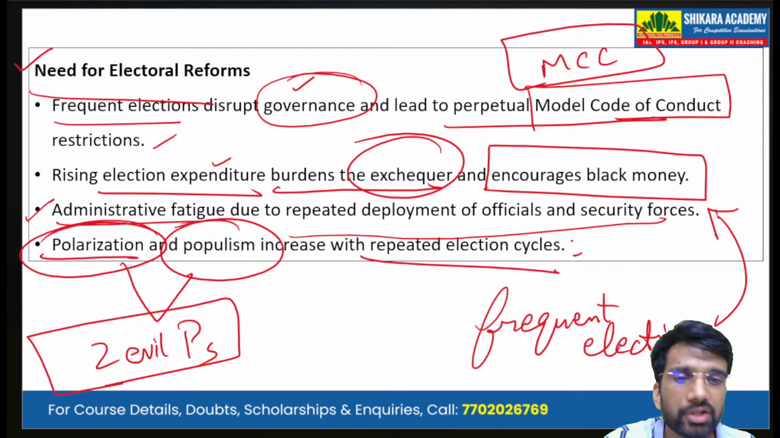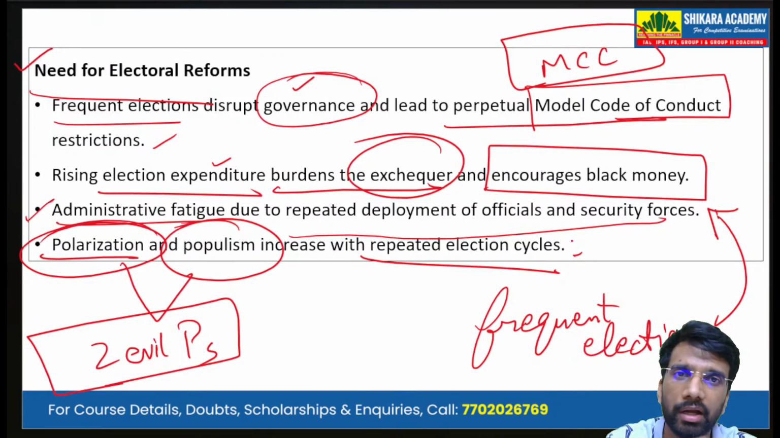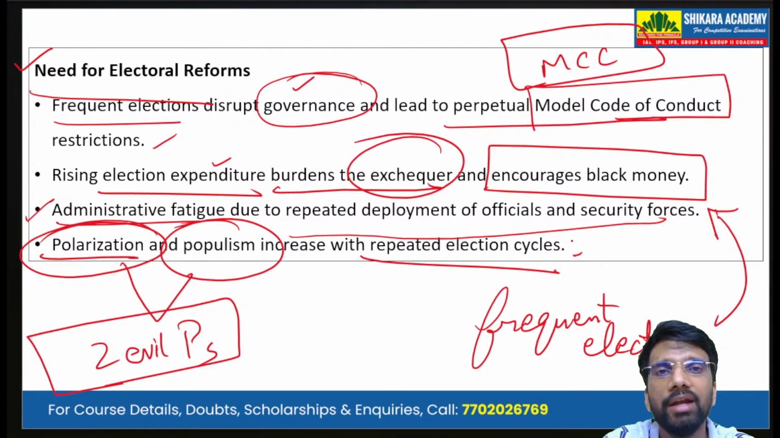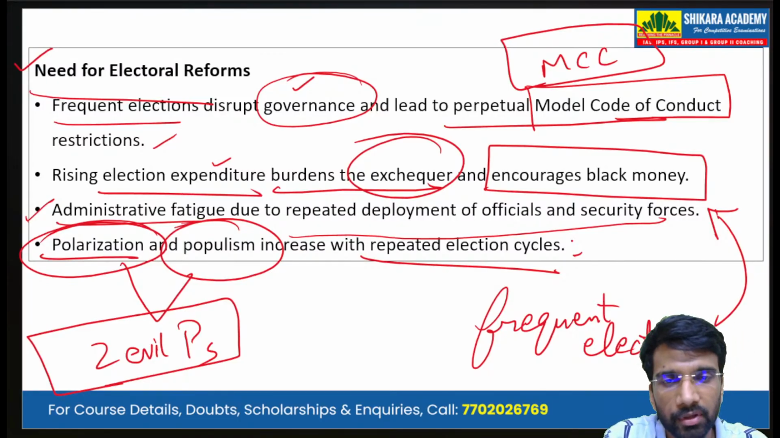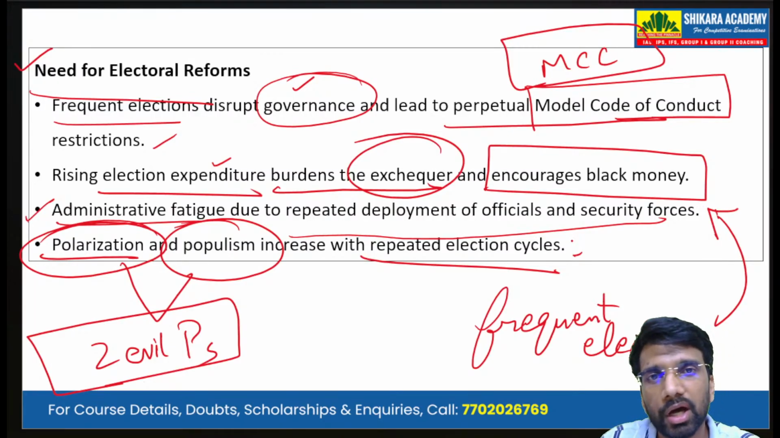The repeated election cycles encourage polarization. In order to get people to vote, the political parties tend to polarize people based on their religion, caste, linguistic groups, and so on. Then there is populism, that is, populist schemes such as giving cash incentives directly into the bank accounts of females. These are populist measures, which are popular for the masses, but for the public exchequer and the economic strand of the country, these are not very healthy.